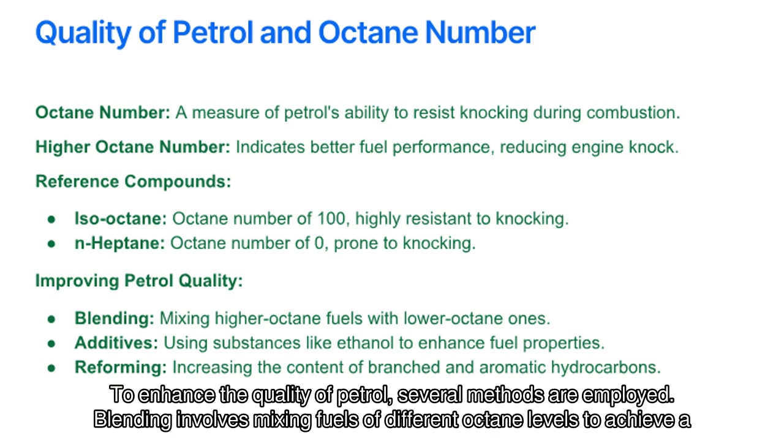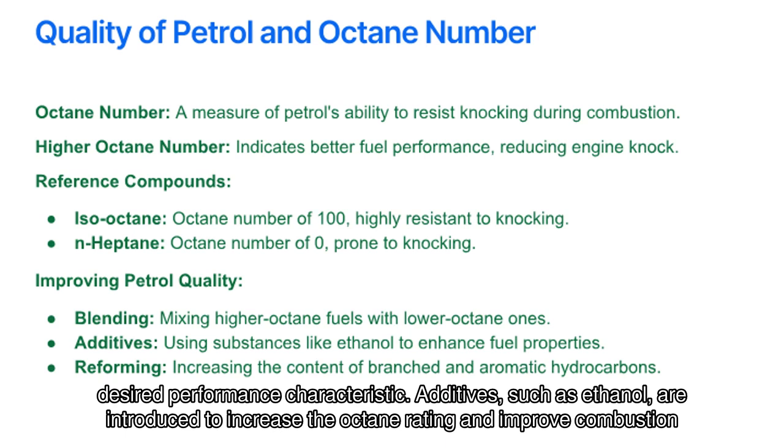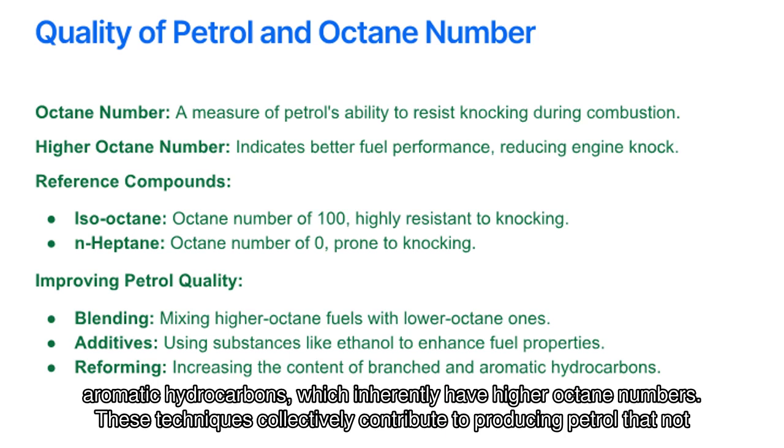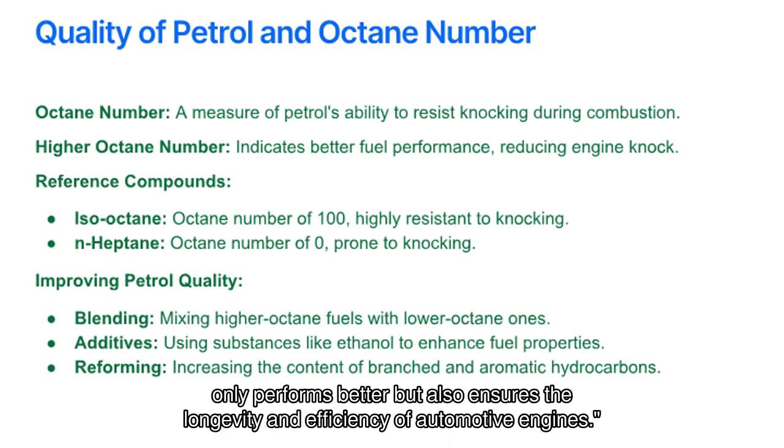To enhance the quality of petrol, several methods are employed. Blending involves mixing fuels of different octane levels to achieve a desired performance characteristic. Additives, such as ethanol, are introduced to increase the octane rating and improve combustion efficiency. Reforming, on the other hand, chemically alters the structure of hydrocarbons, increasing the proportion of branched and aromatic hydrocarbons, which inherently have higher octane numbers. These techniques collectively contribute to producing petrol that not only performs better, but also ensures the longevity and efficiency of automotive engines.